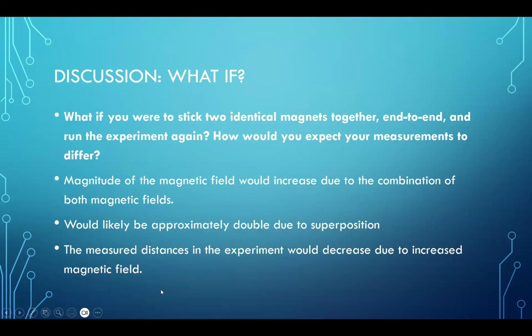What if we were to stick two identical magnets together end to end and run the experiment again? How would that change our measurements, and how would all of our results differ? The magnitude of the magnetic field would likely increase due to the combination of both magnetic fields. It would likely be approximately double due to superposition, and the measured distances in the experiment would increase due to the increased magnetic field. Thank you.